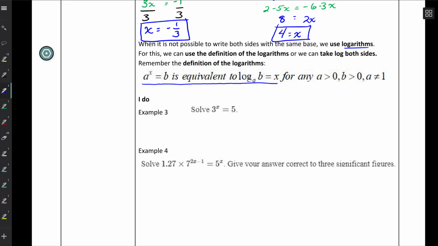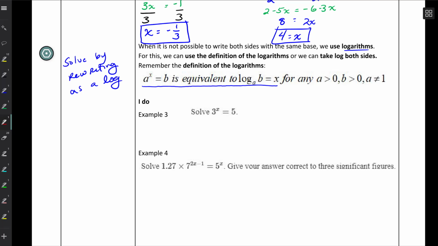Another way you can think about it is you can solve by rewriting as a logarithm, or we can take the log of both sides. That's our other option. So this is more the algebra way of doing things, and it actually gets pretty interesting how it can work, and we'll still utilize some other different properties of logarithms here.